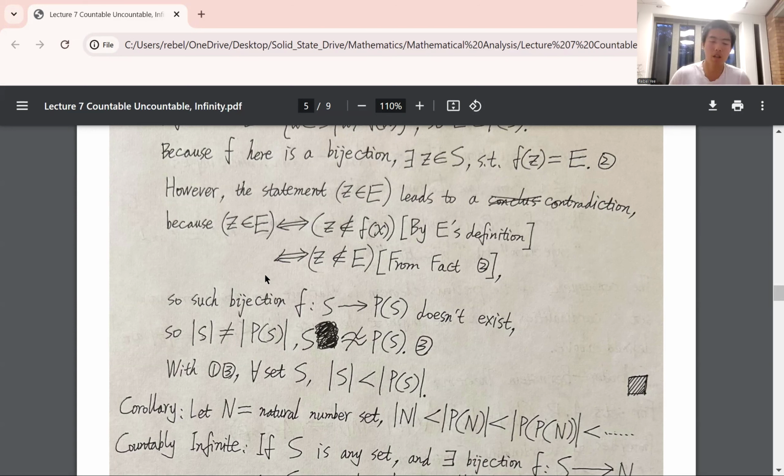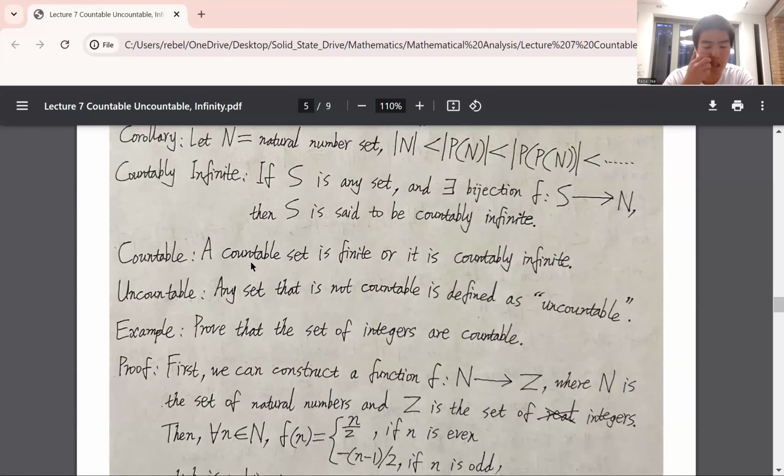So no bijection, but only one injection. We can find at least one injection, which means S is not equal to PS at the cardinality level. So the cardinality of S is strictly smaller than the cardinality of the power set of S. And we are done here.